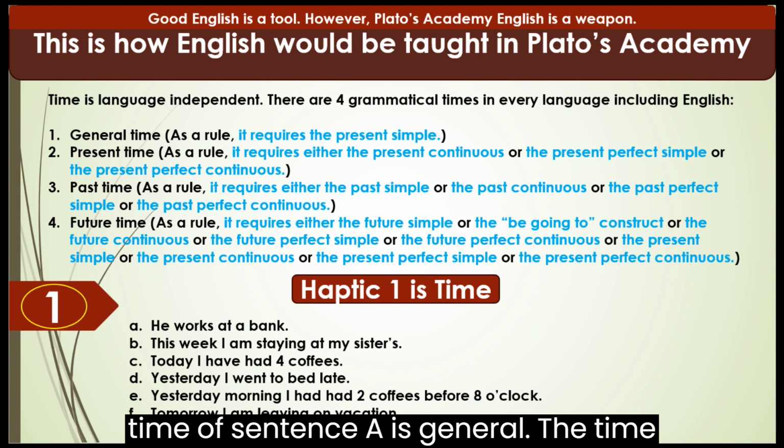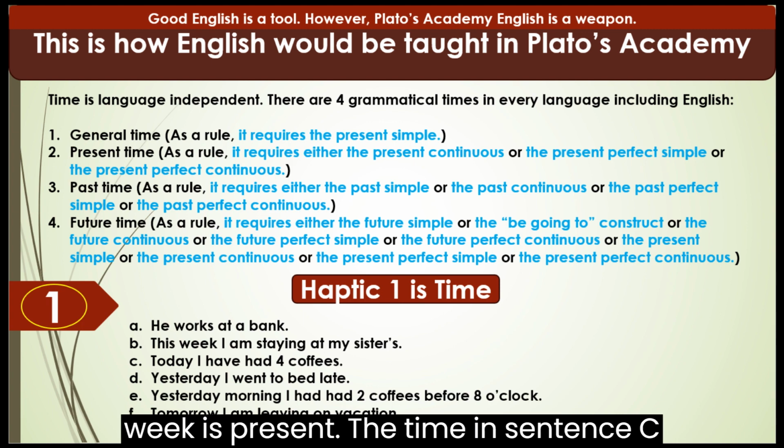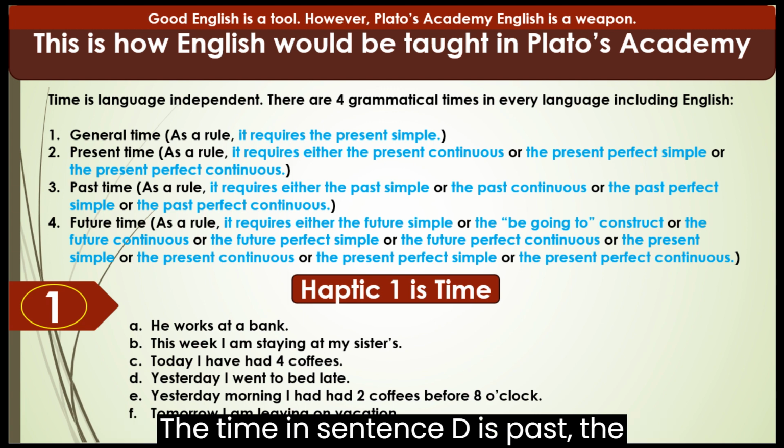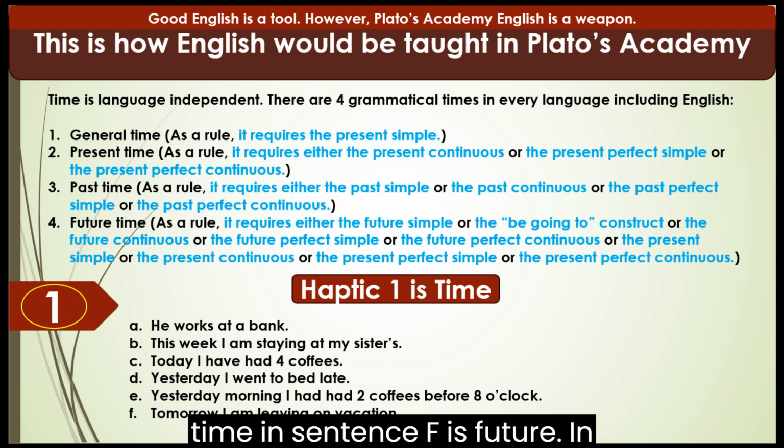In Card 1, the time of sentence A is general. The time of sentence B is present because this week is present. The time in sentence C is also present because today is present. The time in sentence D is past. The time in sentence E is past. And the time in sentence F is future.